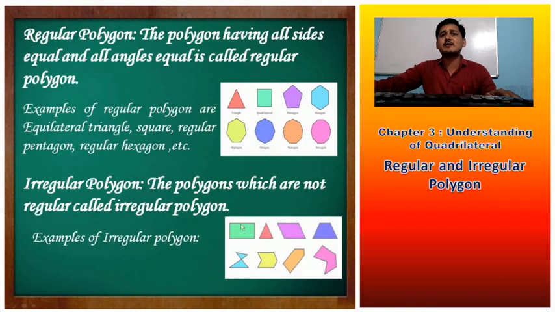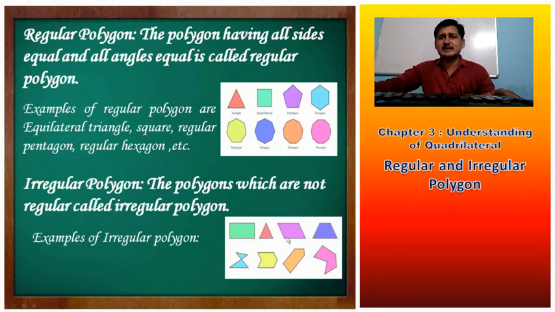But the sides are not equal. So this is not a regular polygon. In this we can see this angle and this angle are equal, but this angle is not equal. This side and this side are equal, but this side is not equal. So this is not a regular polygon.